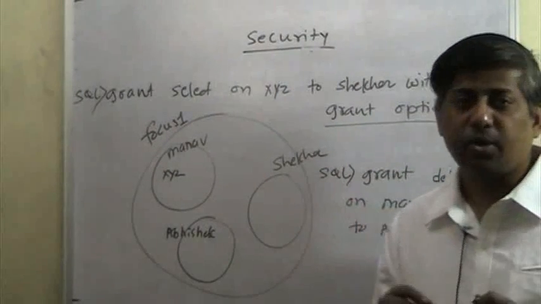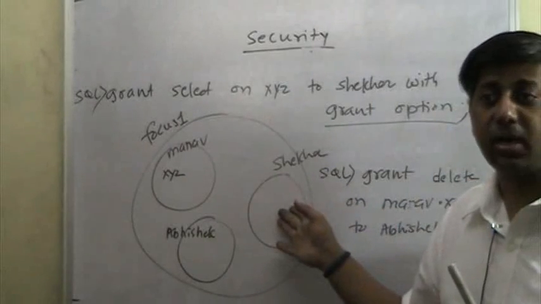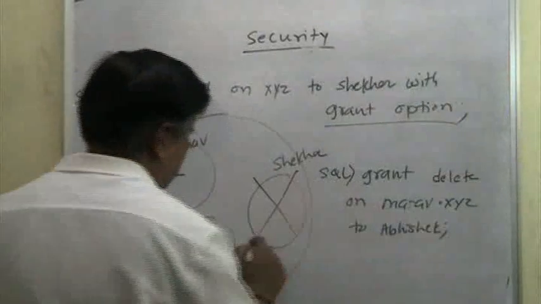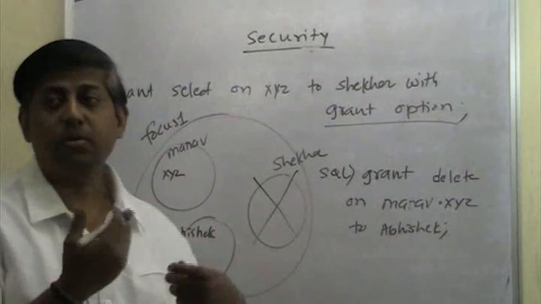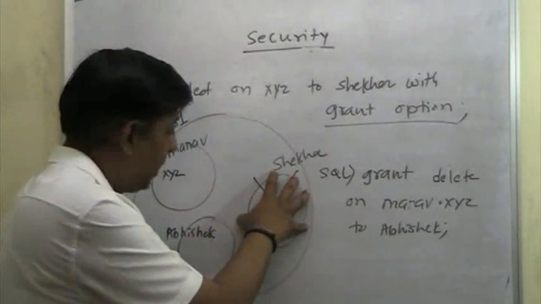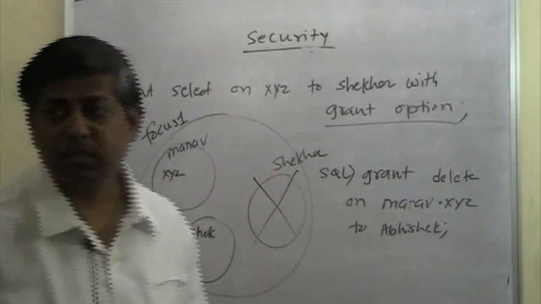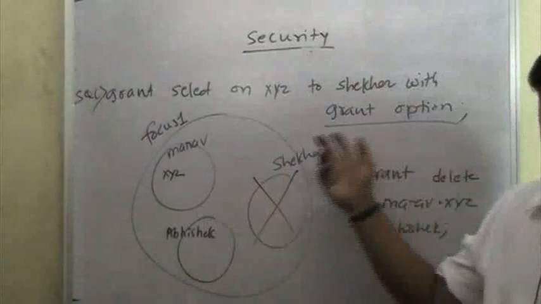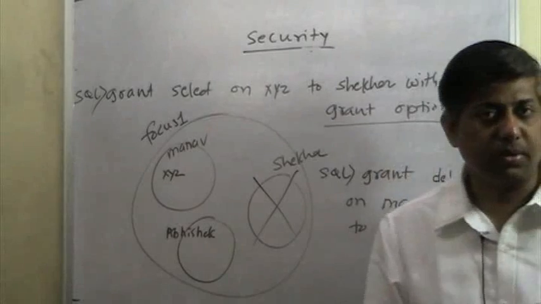There is a problem with the grant option though. What is the problem? If tomorrow Shekhar leaves the organization and his account is dropped, all the privileges that were granted by Shekhar are also gone. So that means if user Shekhar is dropped, then Abhishek is helpless. Abhishek cannot select from Manav's XYZ table. That is the main problem with the grant option. So this is the concept of a grant option.